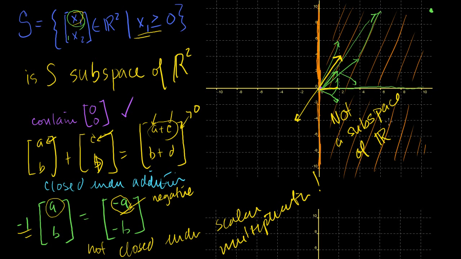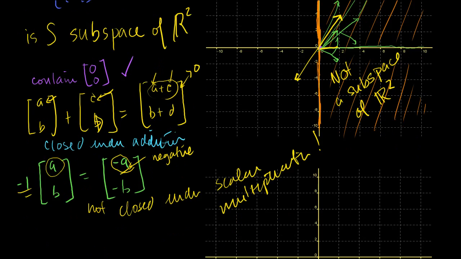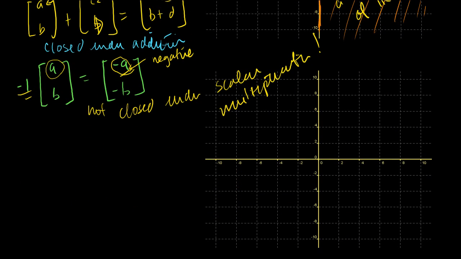So this is not a subspace of R2. Now, I'll ask you one interesting question. What if I ask you just the span of some set of vectors? Is that a valid subspace? Let's say I have the span of some.